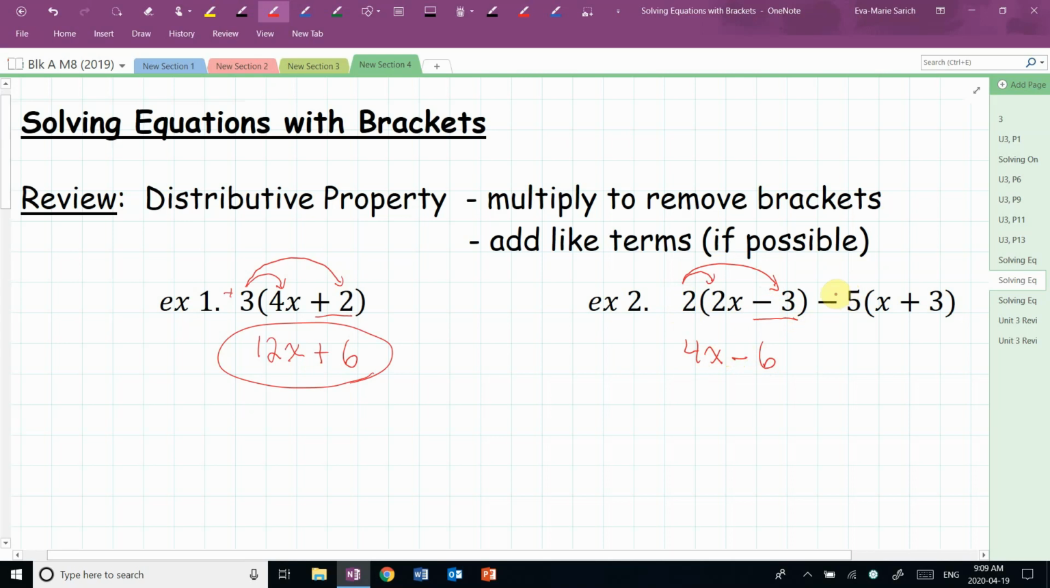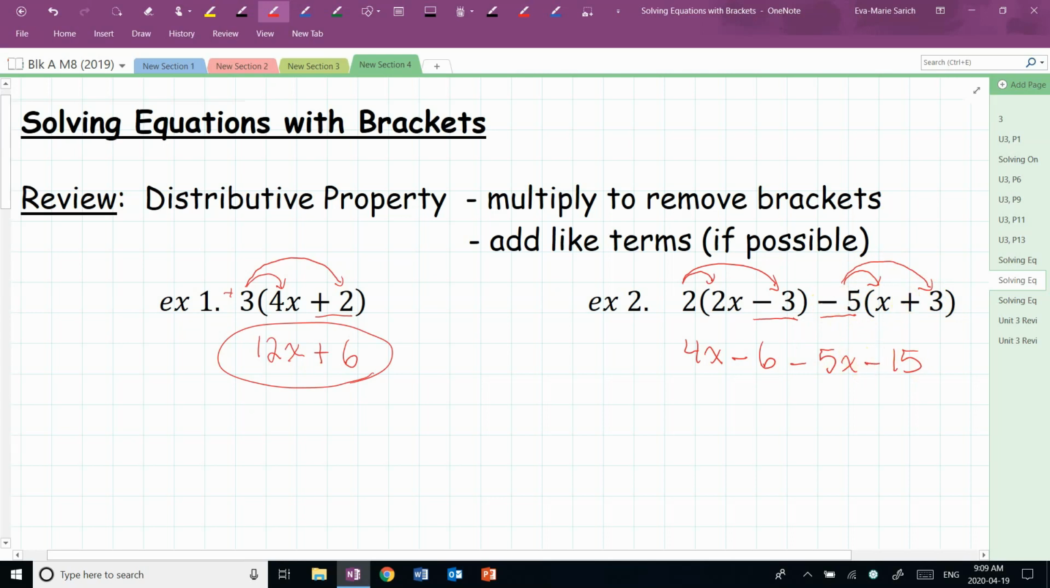All right, we move on to the second bracket. Remember, the sign in front belongs to the term that follows. So this is negative 5, which is going to multiply the x. So 5 times x is 5x, and a negative times a positive gives us a negative. Move on to the second term. 5 times 3 is 15, and a negative times a positive is a negative.